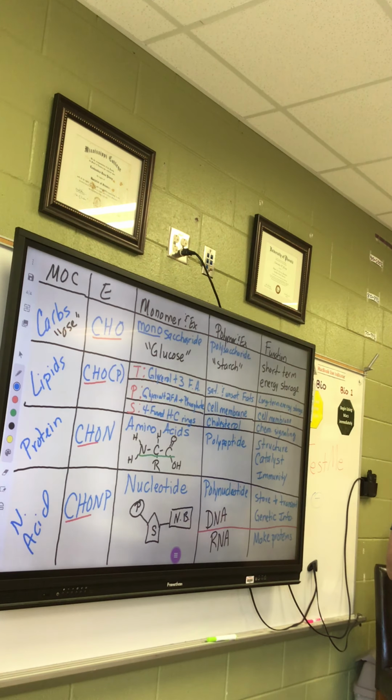Are y'all with me? Let's go over it real quick before we start talking about enzymes. All right. So there are 4 major organic compounds. We have carbs, lipids, proteins, and nucleic acids. What are the elements that make up a carbohydrate? Carbon, oxygen, hydrogen. That's it.